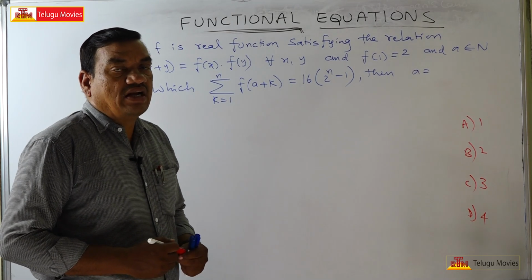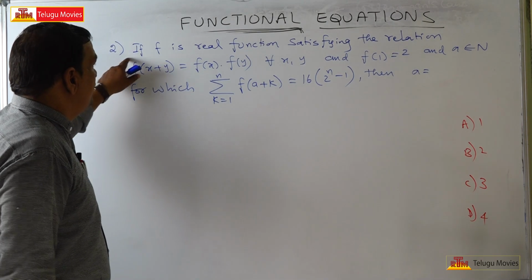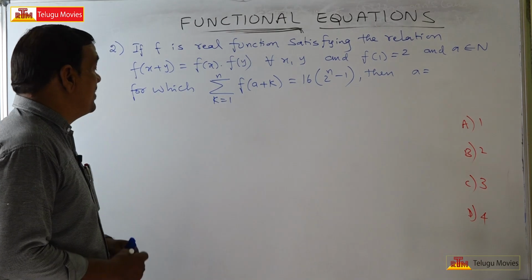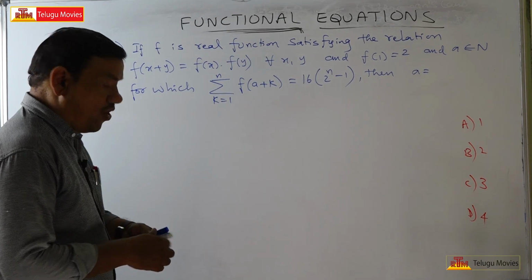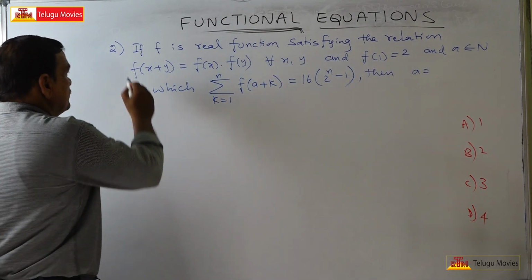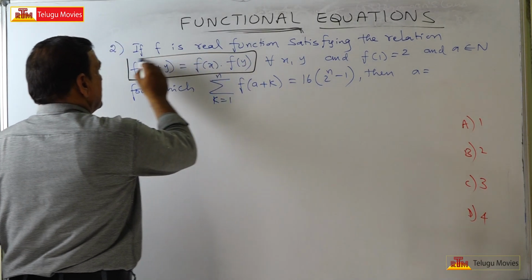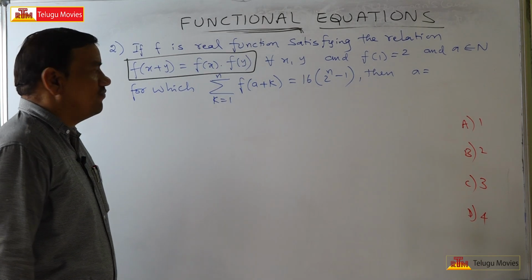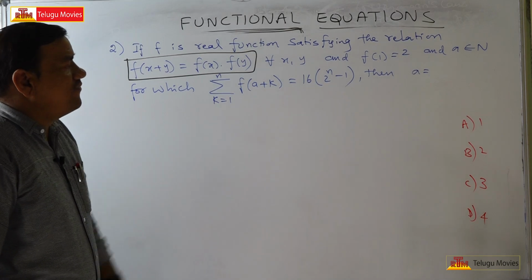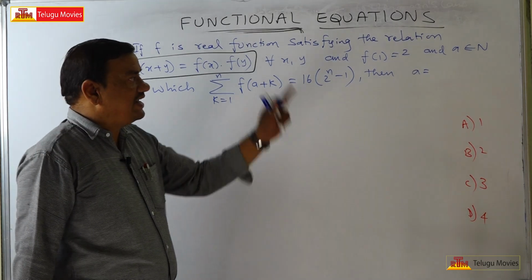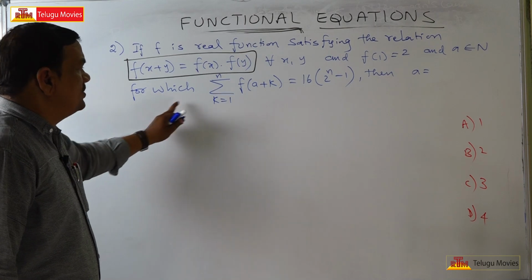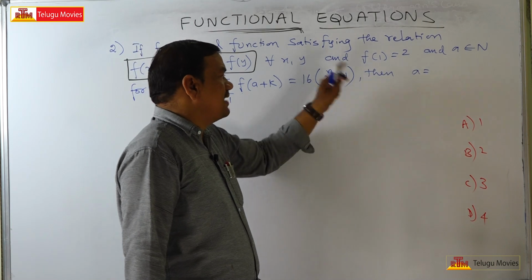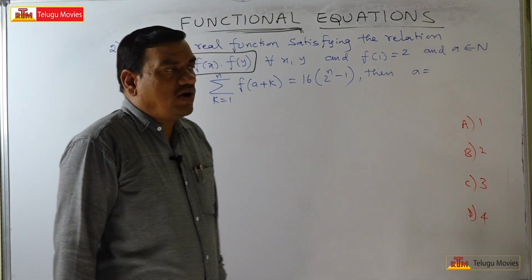Dear students, welcome to the second problem. If f is a real function satisfying the relation f of x plus y is equal to f of x times f of y for all x, y, and f of 1 is equal to 2 is also given, and a is a natural number for which sigma k runs from 1 to n, f of a plus k is equal to 16 times 2 power n minus 1, then what is the value of a?